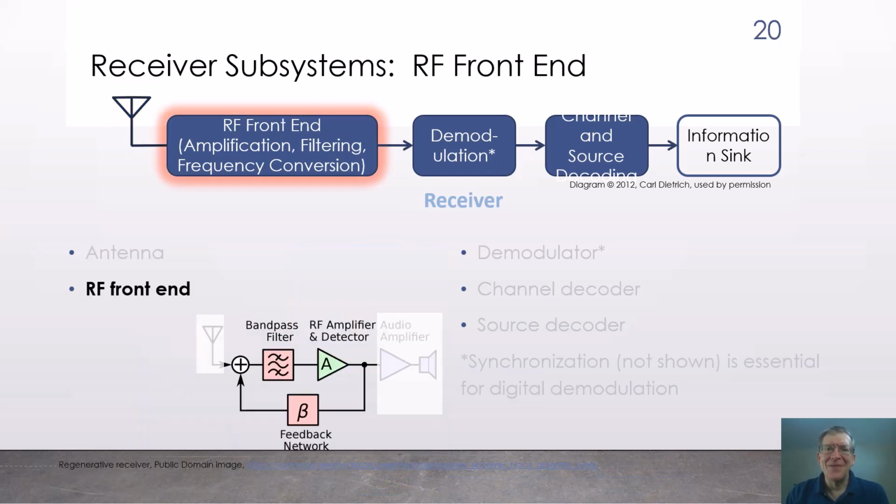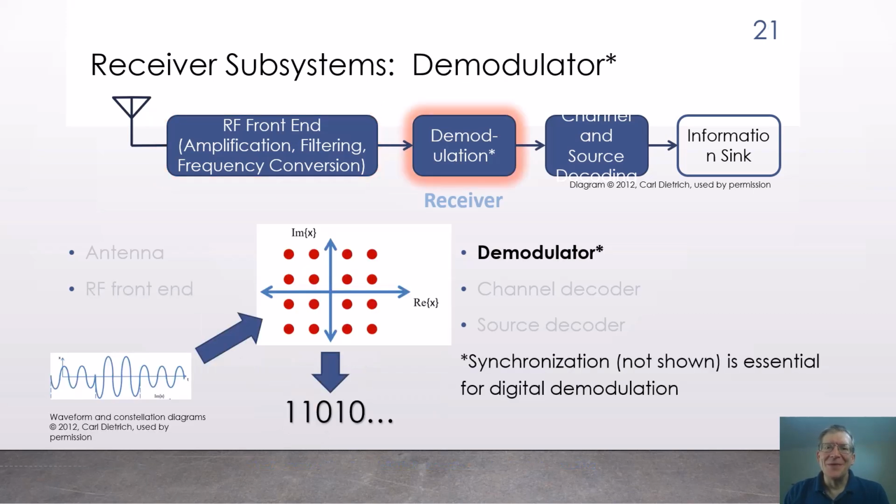The RF front end of a receiver performs operations similar to those performed in a transmitter, but in the reverse order. Also, the power levels in the receiver are much lower than those in the transmitter. The demodulator reverses the operation performed by the modulator in the transmitter. That is, it converts the received signal back into bits.